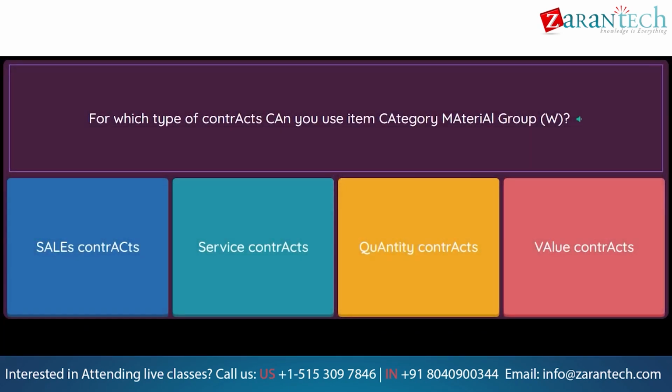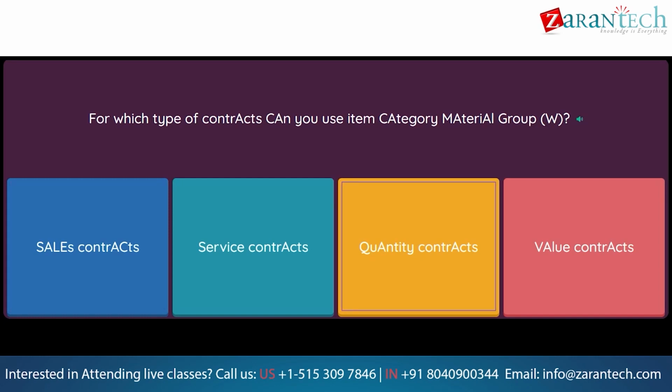Question: for which type of contracts can you use item category material group W? Option 1, sales contracts. Option 2, service contracts. Option 3, quantity contracts. Option 4, value contracts.